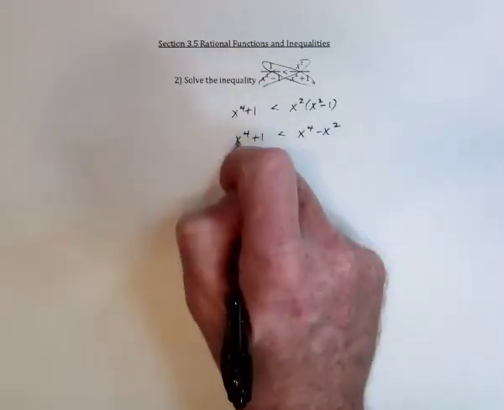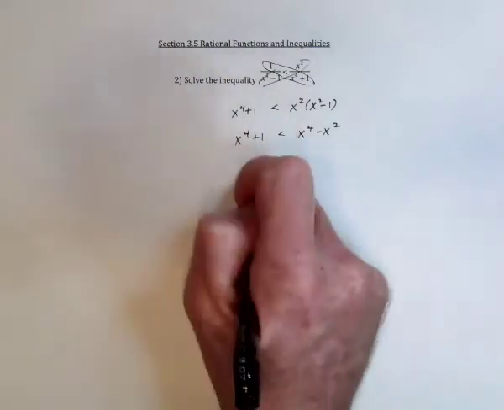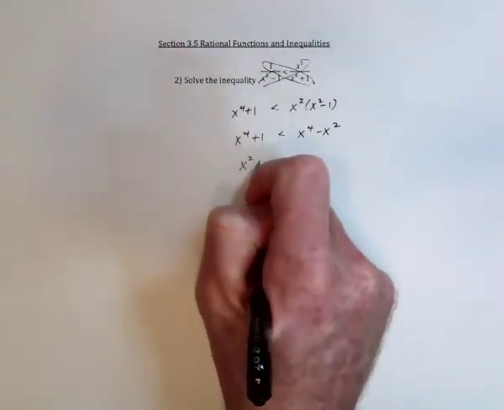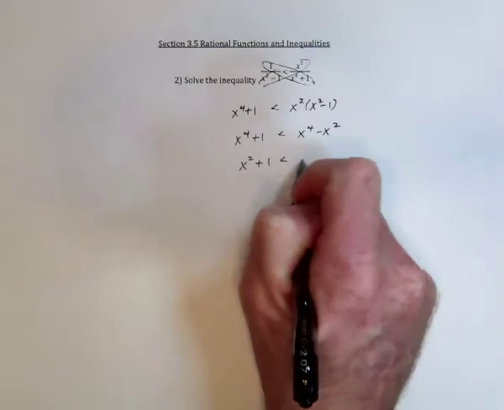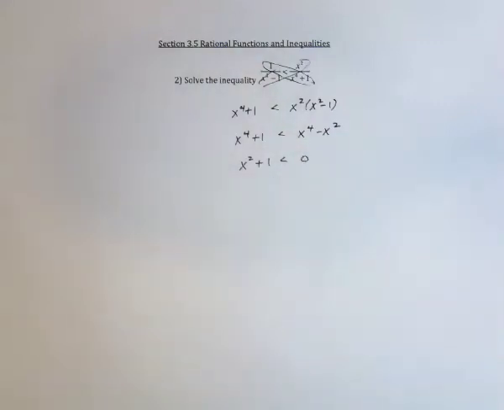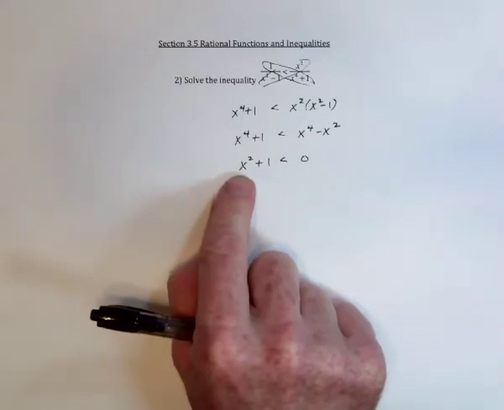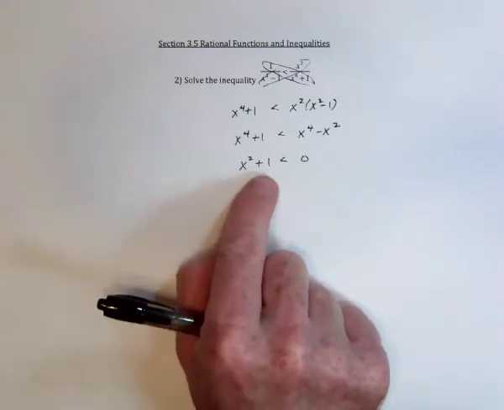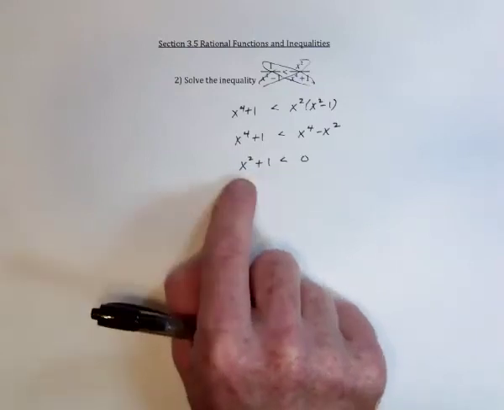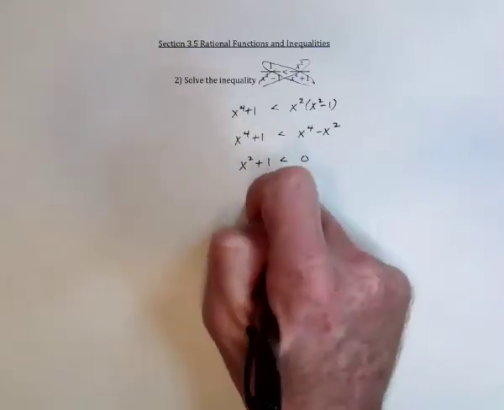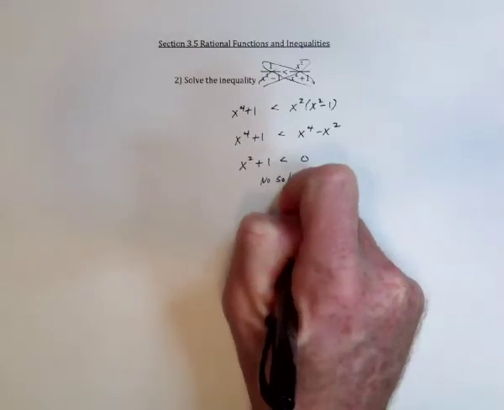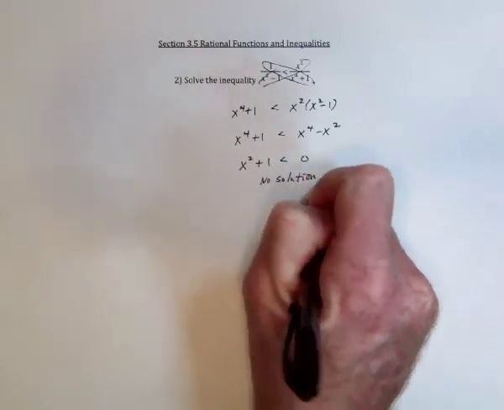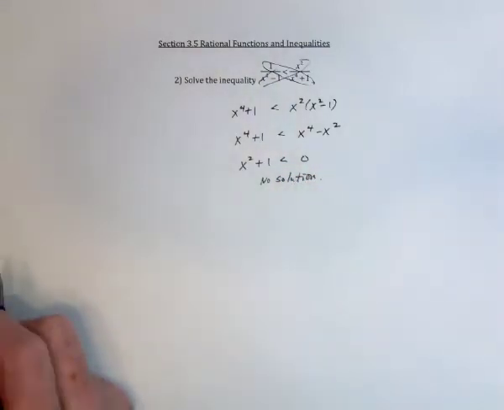The x to the 4th will cancel. The x squared, add it to both sides. And we've got x squared plus 1, negative. Well, I know that a squared number can never be negative, and a plus 1 can never be negative. And so when can the whole expression be negative? Never. So it seems that there's no solution.